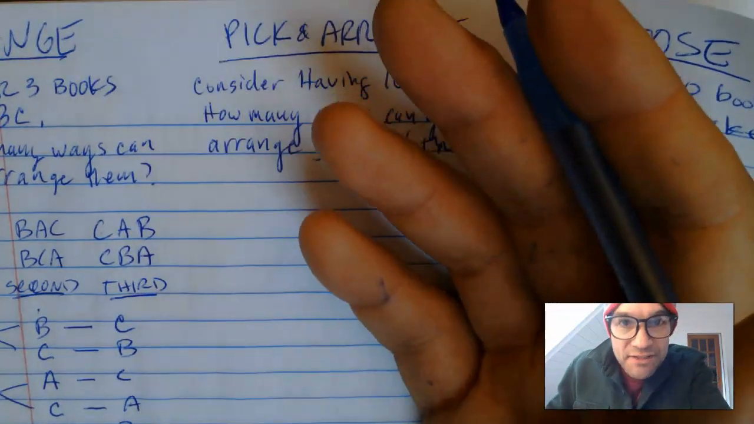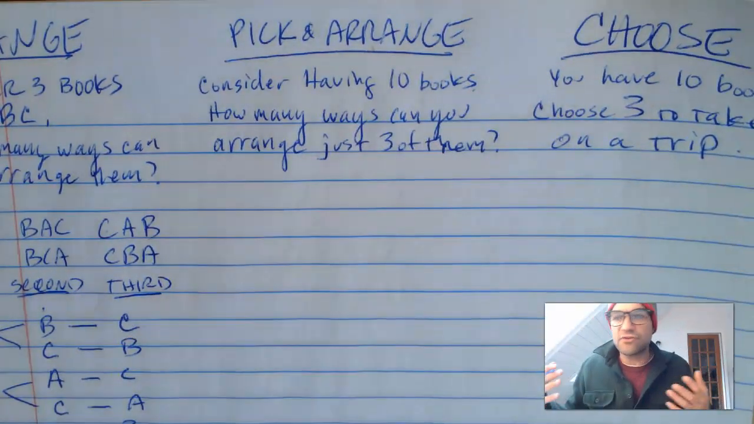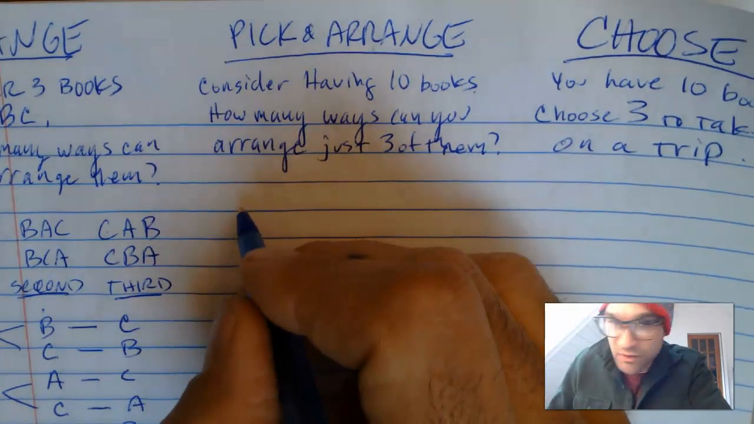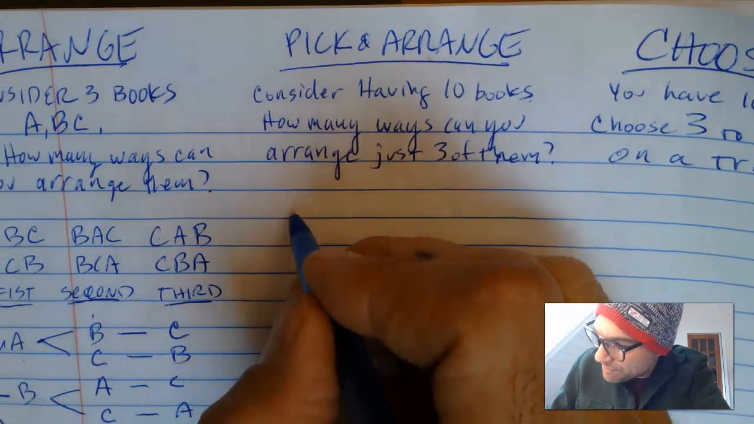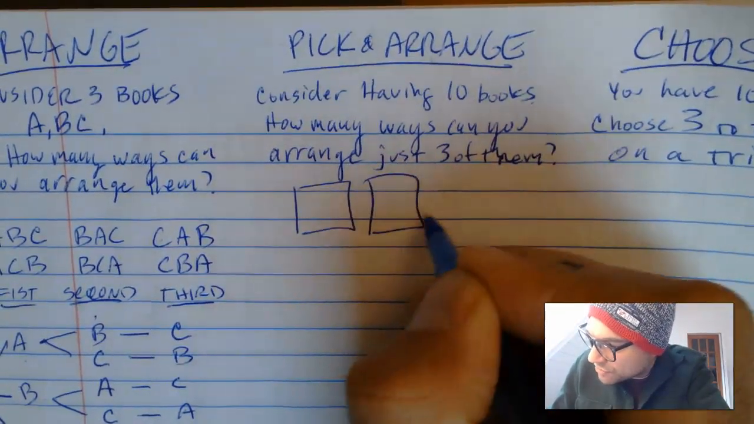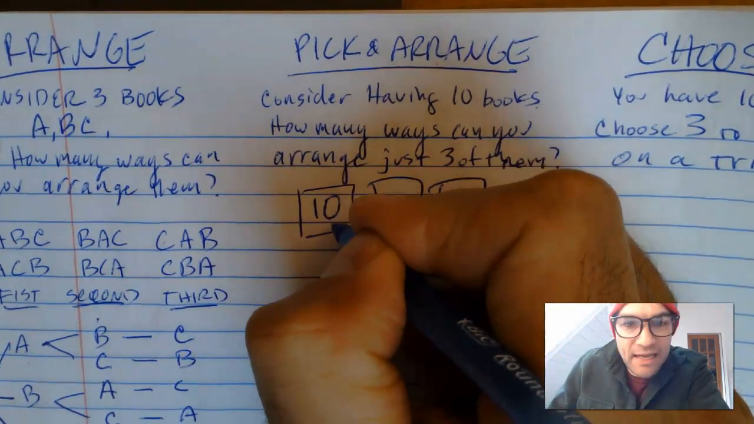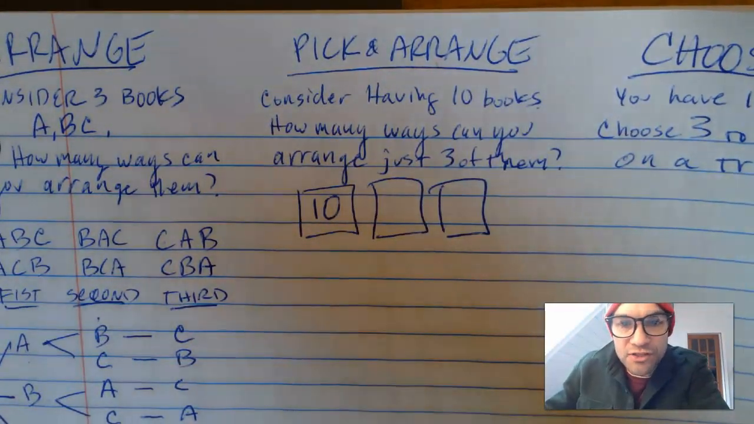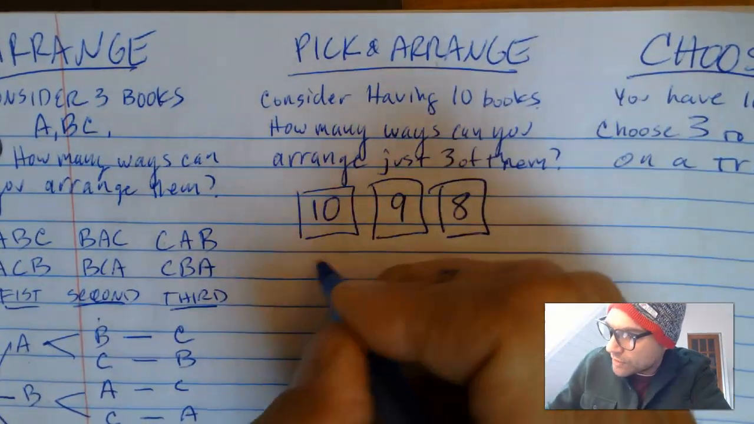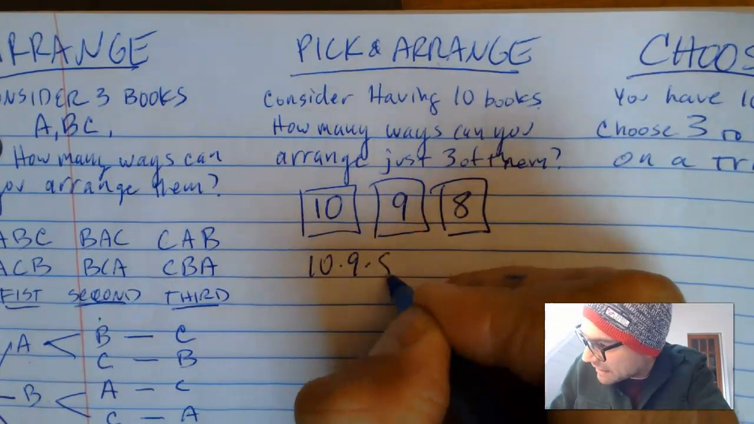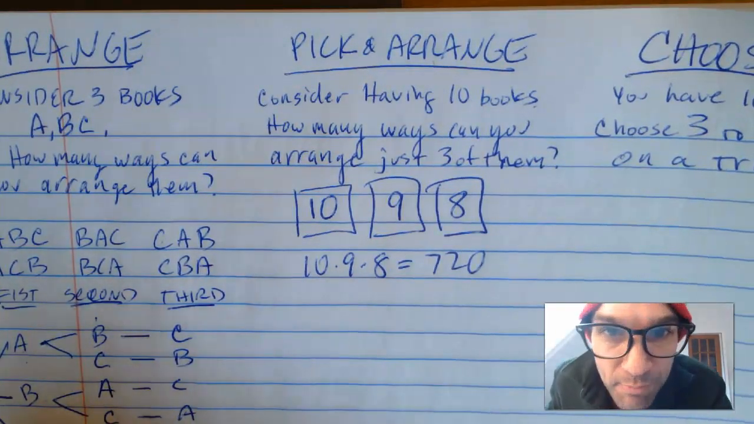All right, now I have 10 books on the shelf, A, B, C, D, E, F, G, H, I, all on the shelf, and I have to arrange just 3 of them. So let's go back to considering 3 positions. I have 3 positions again, 1, 2, 3, but now I have 10 books. So I can put 10 here, but once I use up one of the books, guess what? There's only 9 left for the second position and 8. So I end up having 10 times 9 times 8, which is 720 ways I can arrange 3 books out of 10.